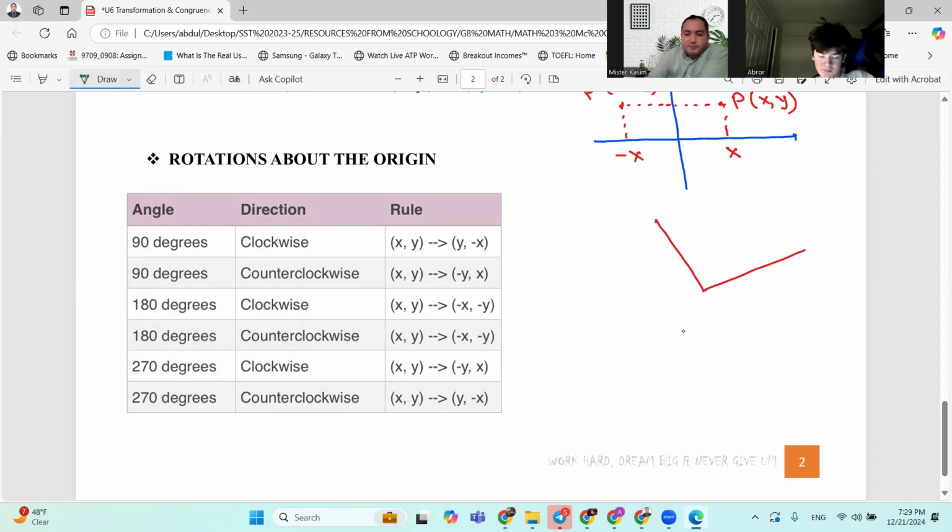Suppose that this angle is 90 degrees anti-clockwise, okay? So this point, let's say P, its coordinates are X and Y. What will be the coordinates of this point, P prime? You see clockwise and counterclockwise, right? This one is counterclockwise. It will be negative Y and X. Actually, if you just understand this, that's enough, because 180 means two 90 degrees, right? And 270 means three 90 degrees, right?